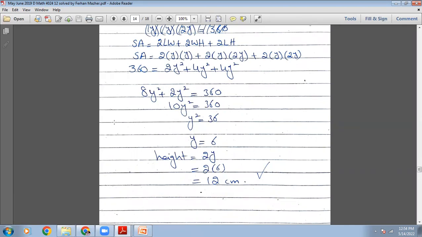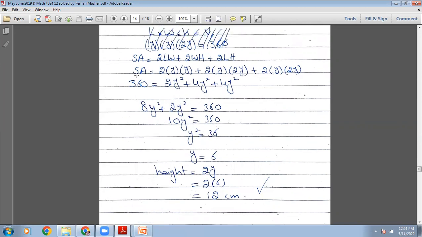Height is 2y. So it will become 2y square plus 4y square plus 4y square, and that is equal to 360. The surface area is already given, it's 360 centimeters square. So this will become 10y square is equal to 360. So y square is equal to 360 divided by 10. That will be 36. So take the square root on both the sides. So y will be equal to 6.